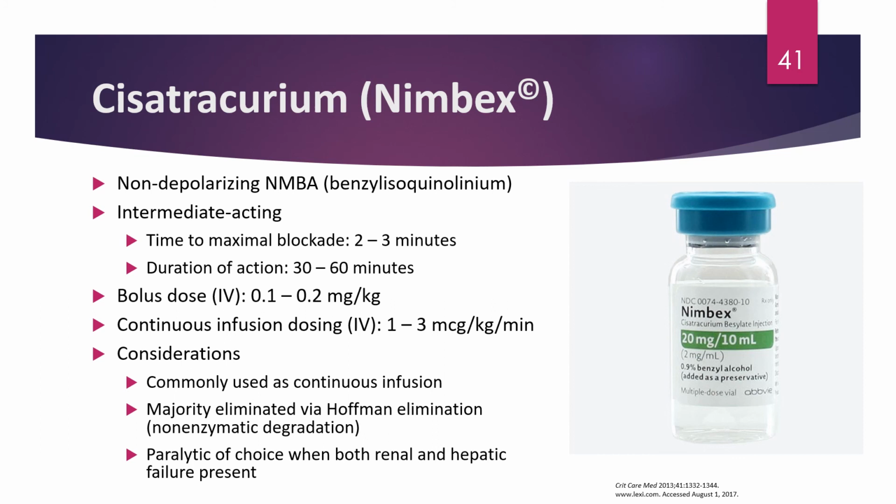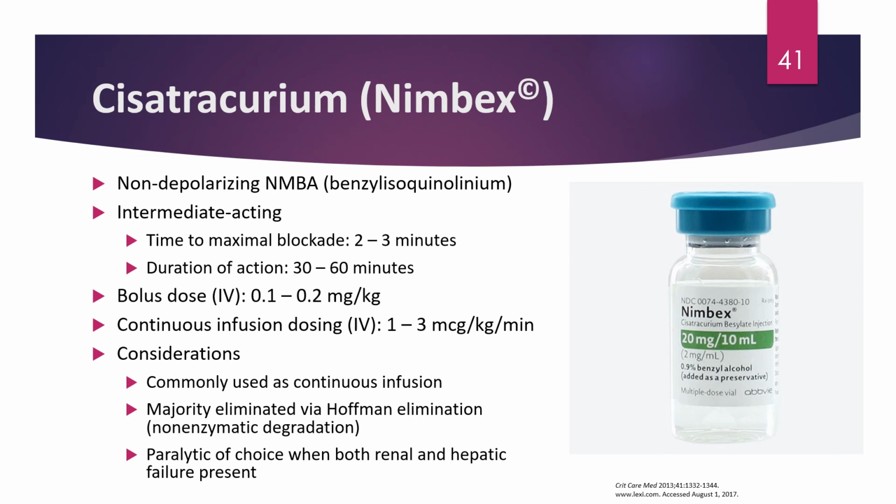One unique thing: cis-atracurium is also known as Nimbex. A lot of times we actually see Nimbex being used as a continuous infusion. This is probably the agent of choice for continuous infusion paralysis, though we can use rocuronium, vecuronium, atracurium, or pancuronium as continuous infusions. One thing that's great about it, it can be used as a continuous infusion, but it's majorly eliminated via Hofmann elimination. Hofmann elimination is a special type of elimination that's a non-enzymatic degradation. So it's not eliminated renally or hepatically.